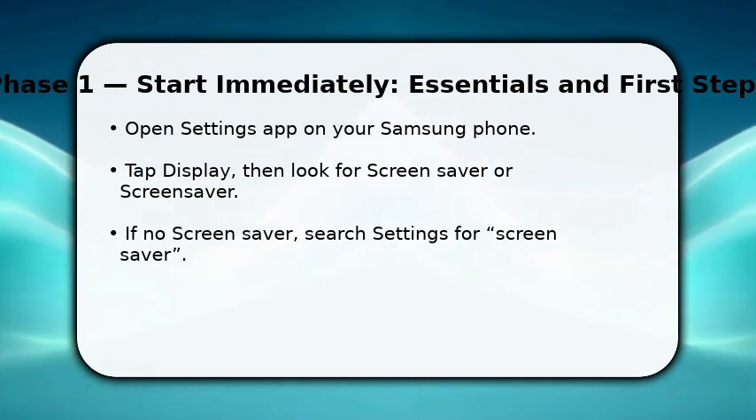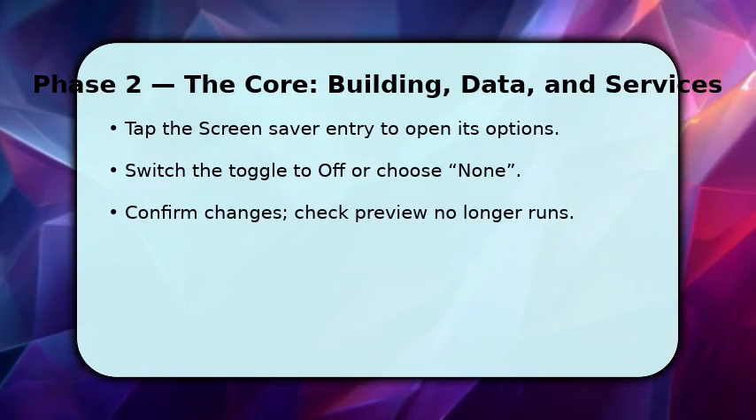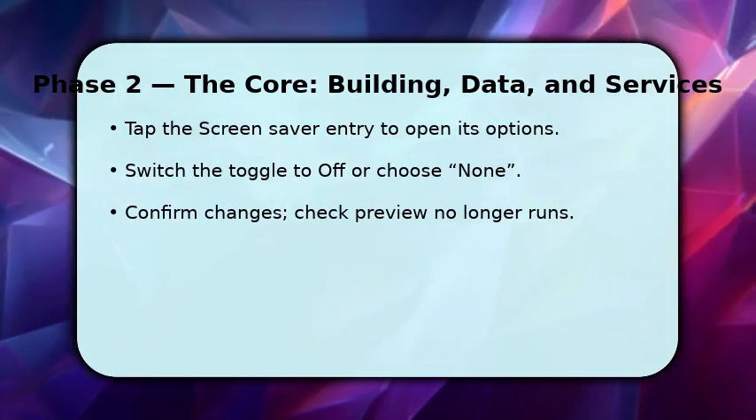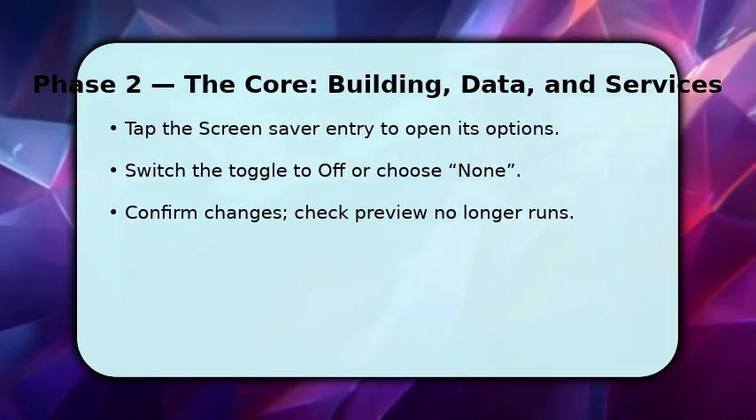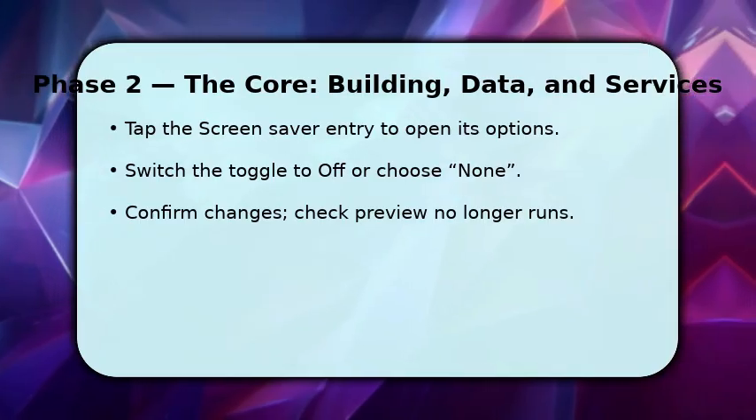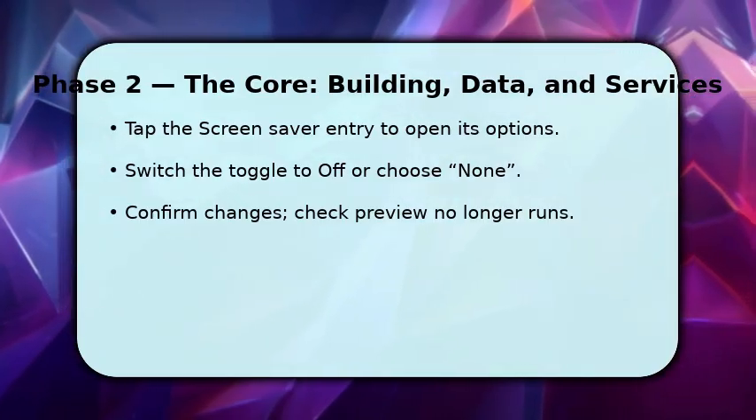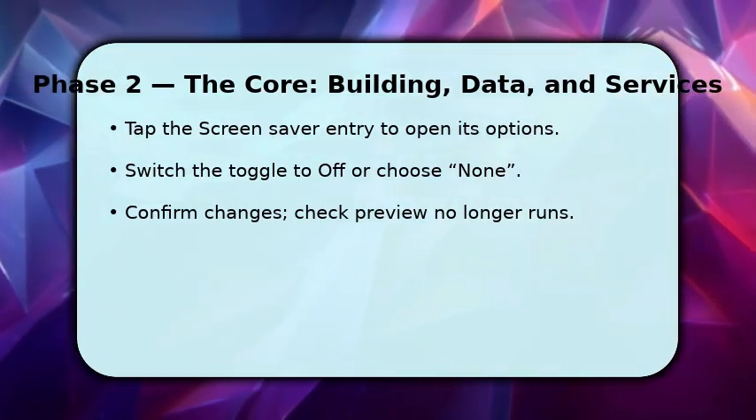Now tap the Screensaver entry to expose options and previews. You'll often see a toggle at the top and a list of styles below. To stop it, flip the toggle to off or open the style list and pick None. That removes any active Screensaver immediately.